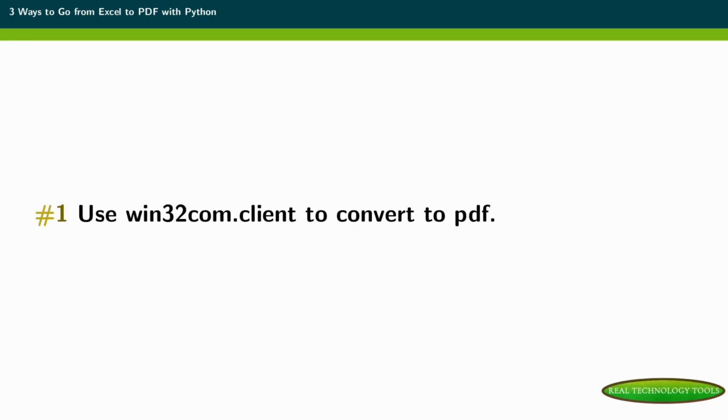So let's get started. The first is using the win32com.client module to convert the Excel file to PDF. So when you need to use this way of going about solving this problem is when you need a PDF with the same format as the Excel file. It's basically exporting your Excel file as PDF.